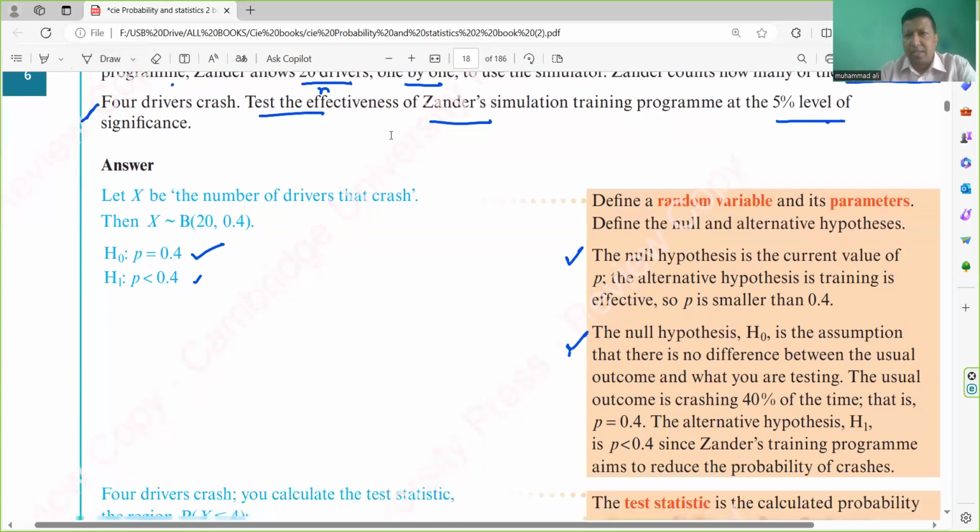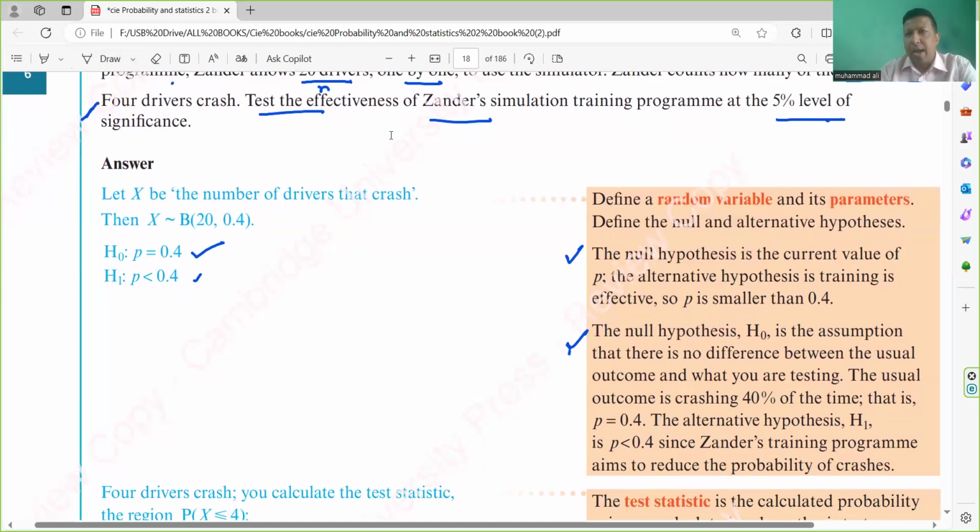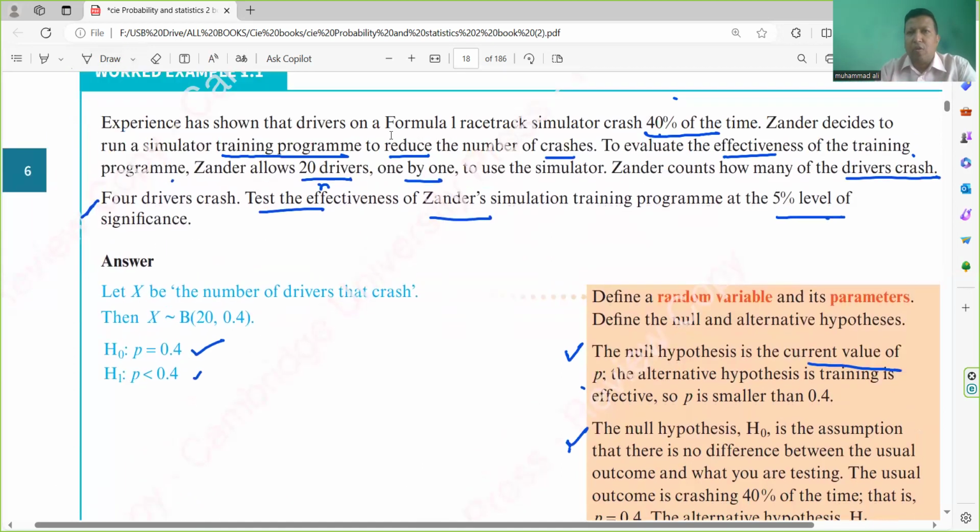We try to understand these things. Define a random variable and its parameters. Here our parameter n equals 20, X is the random variable, and the probability is 0.4. The null hypothesis is the current value of P. Our current value of P, that means the probability, is 40%. 40% means 40 divided by 100, that means 0.4. This is the probability. So the null hypothesis is the current value of P, that's why our probability is 0.4.